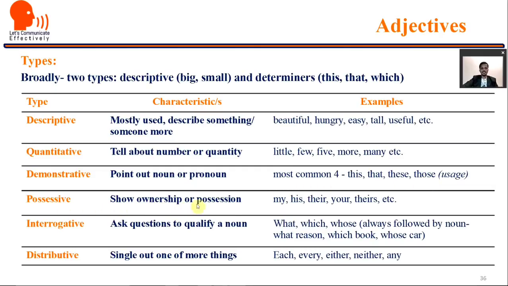Possessive adjectives show ownership or possession: my, his, their, your, etc. Interrogative adjectives ask questions to qualify a noun, like what, which or whose, and they are always followed by a noun: what reason, which book, whose car. Distributive adjectives single out one of more things: each, one, or every one, or either, neither, or any. They single out from more things: each one of you or every one of you, either you or they, neither, nor, or any.